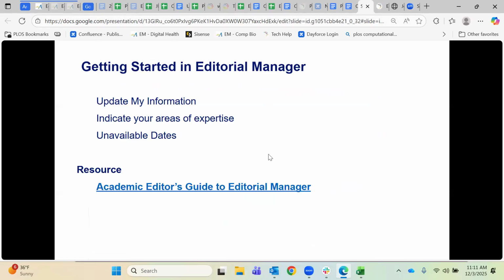If you ever have any questions about Editorial Manager, every journal has a dedicated journal office. The email is typically PLOS Compbiology, compbiology@plos.org, digitalhealth@plos.org. You should be familiar with those emails, but as always, they're fairly easy to find. And those folks are always happy to help with technical questions.